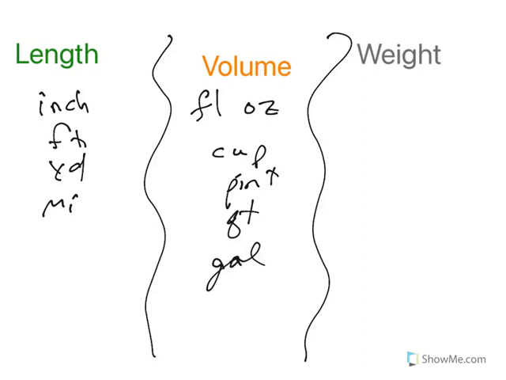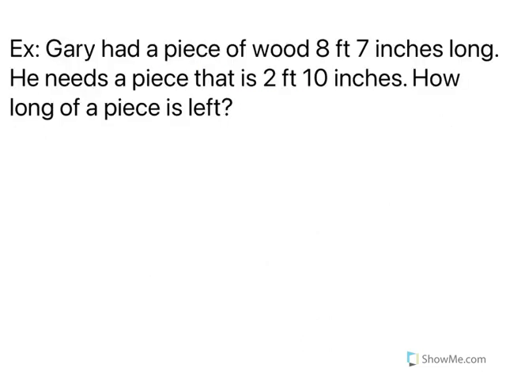With volume, we have fluid ounces, cups, pints, quarts, gallons. So we're talking about liquid. With weight, how much does it weigh? We have pounds, we have ounces, we have ton. So depending on what you're talking about, you might be working right within one of these three pieces.